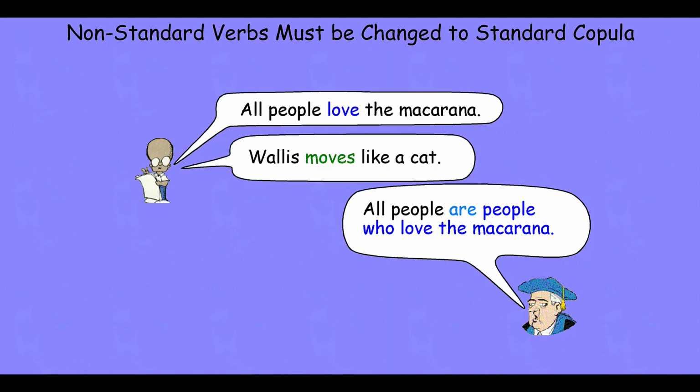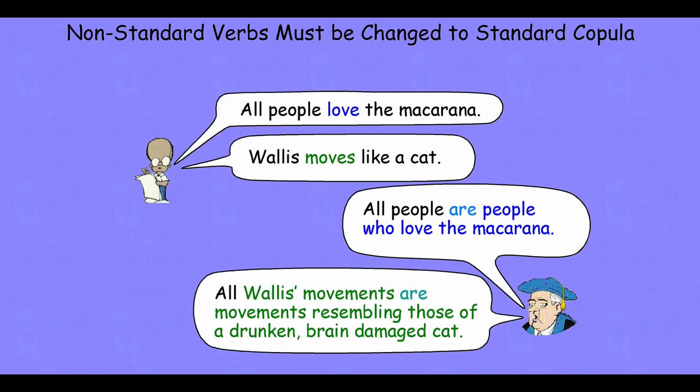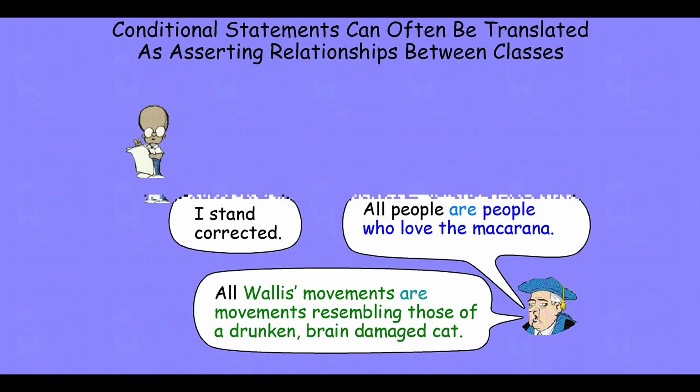Similarly, if we have a sentence like "Wallace moves like a cat," stop laughing now, we can translate that by taking "moves" and putting it into both the subject and the predicate class descriptions, and we can get something like "All Wallace's movements are movements that resemble those of a drunken brain-damaged cat," which is probably more accurate, though if we wanted to play it safe, we would just say "All Wallace's movements are cat-like movements."